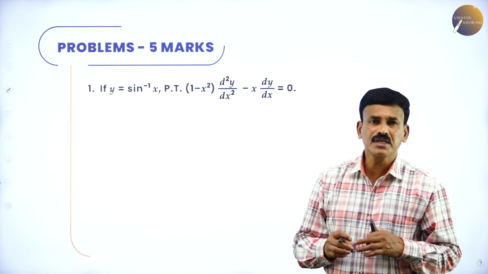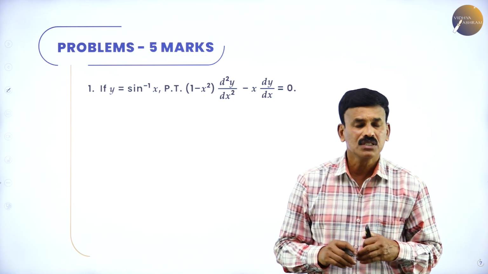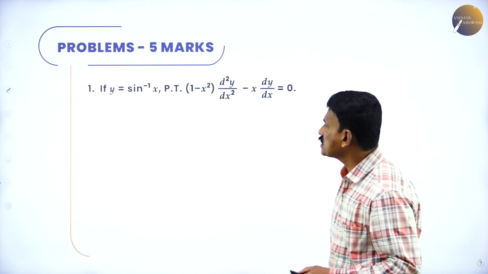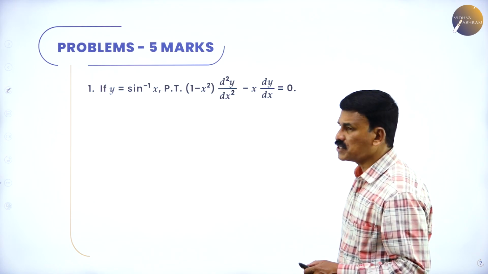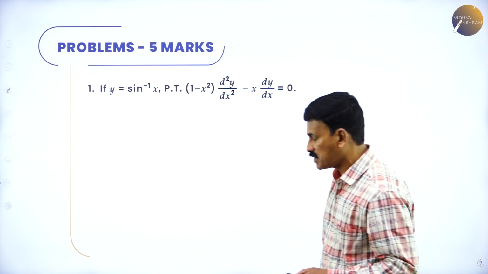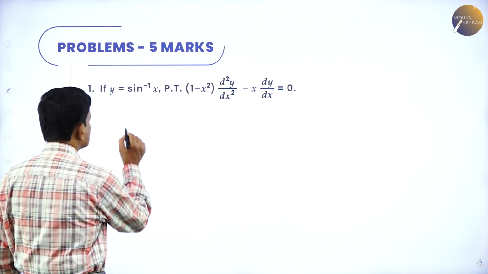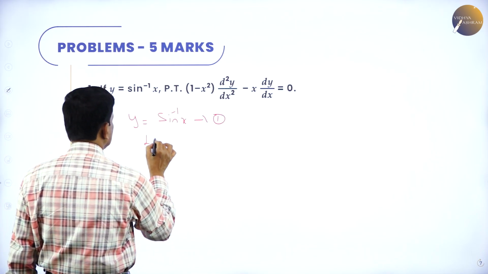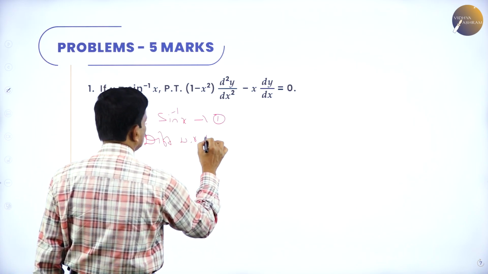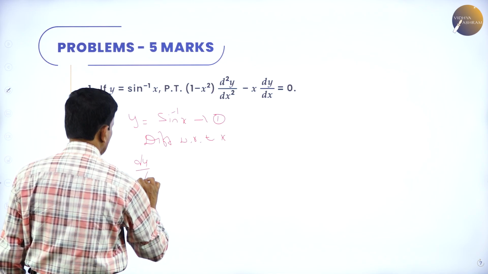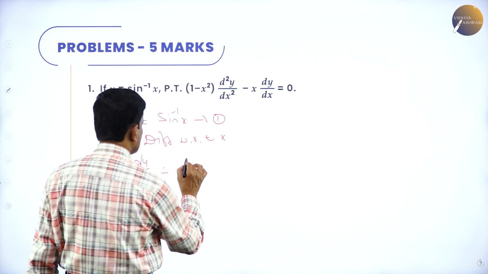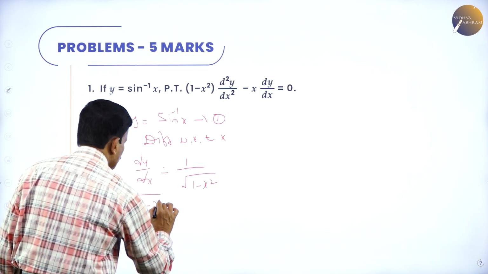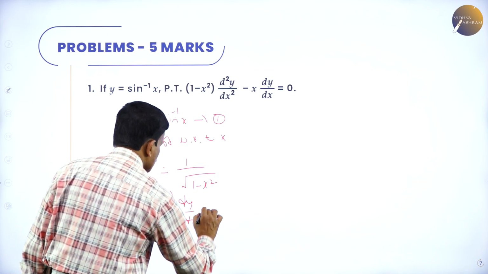Now these are all very important problems for 5 marks. Definitely we'll get one 5 marks question from this concept. Now what is given? y is equal to sin inverse of x. Prove that 1 minus x square into d square y by dx square minus x dy by dx is equal to 0. Now let us represent y is equal to sin inverse of x as equation number 1. Differentiating with respect to x, so differentiation of y, dy by dx, you know what is the derivative of sin inverse x? 1 by root of 1 minus x square. Cross multiply this. Root of 1 minus x square into dy by dx is equal to 1.